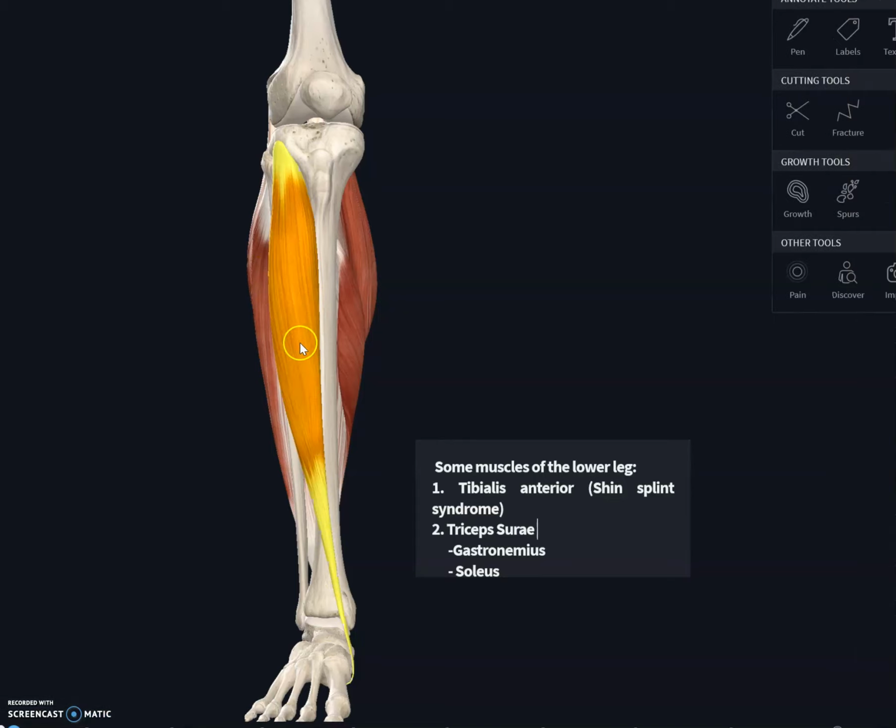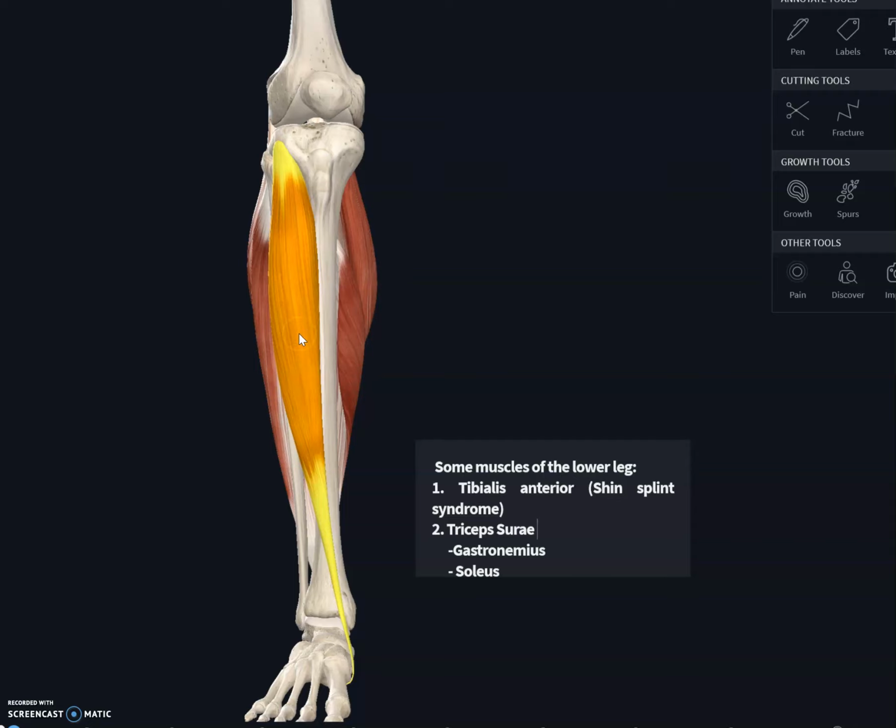Here you see the tibialis anterior muscle. Tibialis anterior muscle is a really long, thick muscle on the lateral surface of your leg. So right by your shin bone, laterally, you can feel the tibialis anterior muscle. And this muscle is actually a part of the anterior compartment of the lower leg.